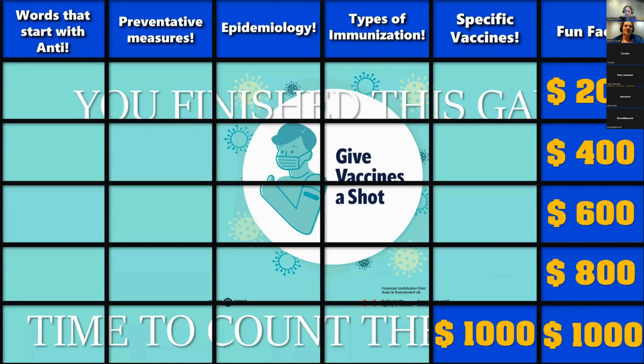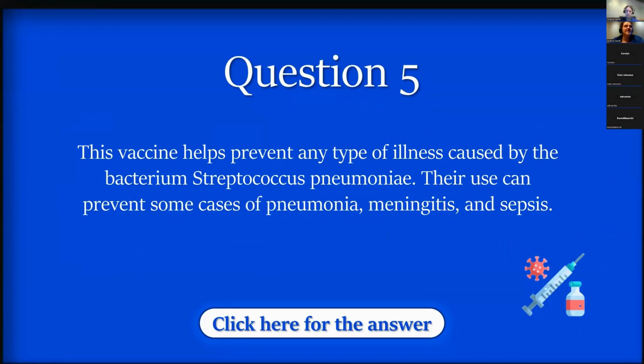And our last question in the specific vaccines category for $1,000. This vaccine helps prevent any type of illness caused by the bacteria Streptococcus pneumoniae. Their use can prevent some cases of pneumonia, meningitis, and sepsis. So what is this vaccine?